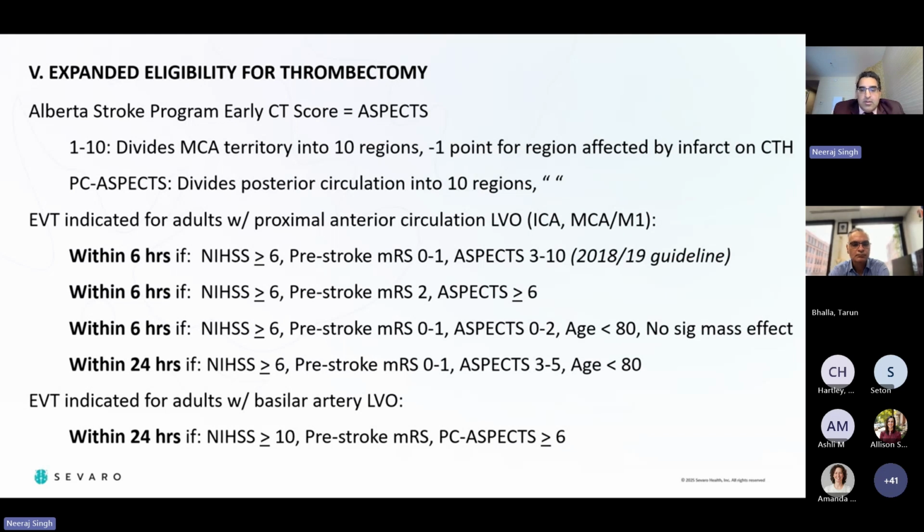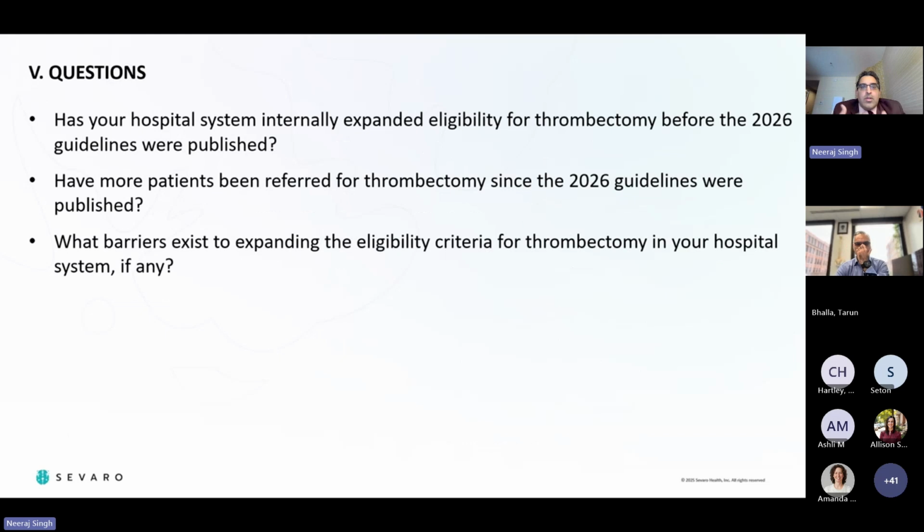So I want to ask you, Dr. Bhalla, about whether your system has, either from these guidelines or even from before, expanded eligibility for thrombectomy, and have you even seen more patients being referred for thrombectomy lately since these guidelines were published?